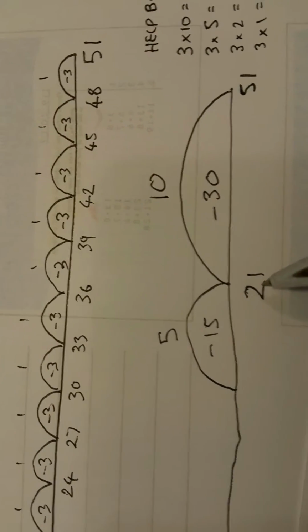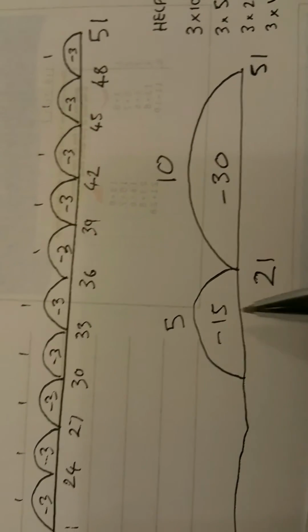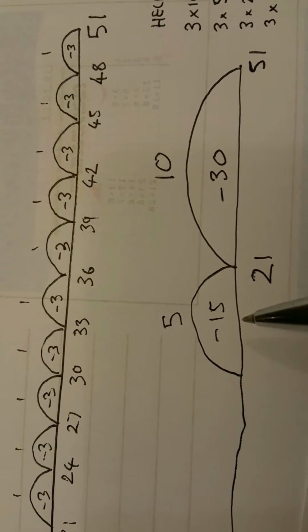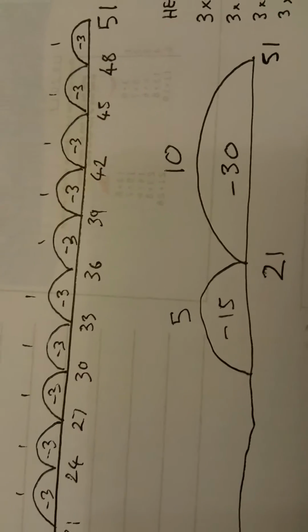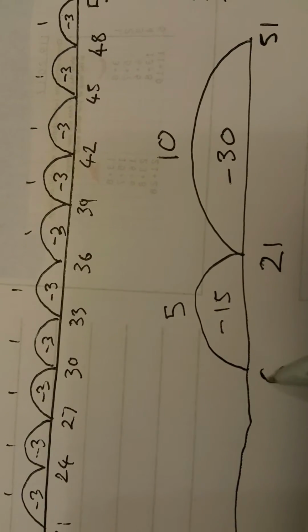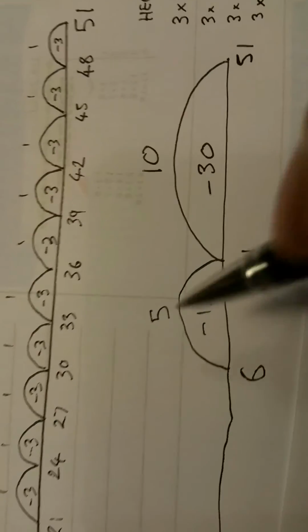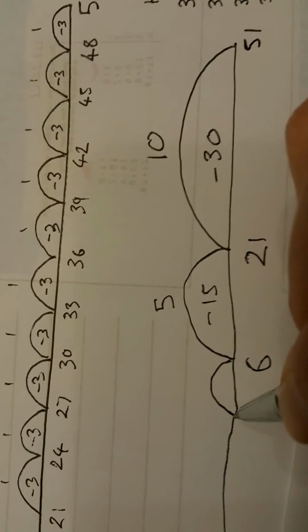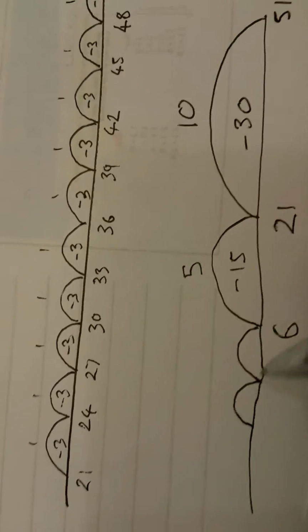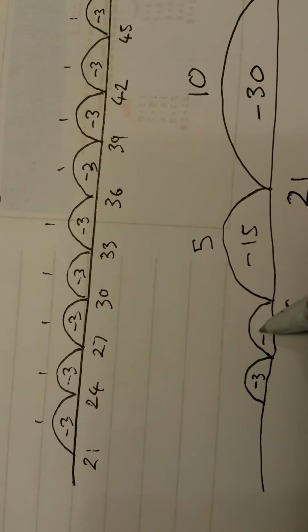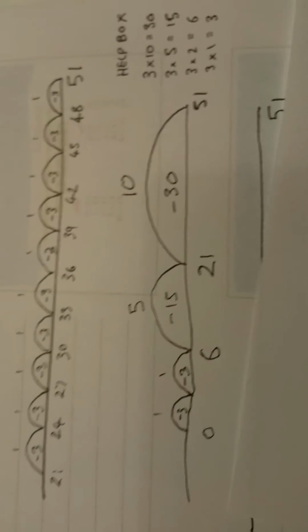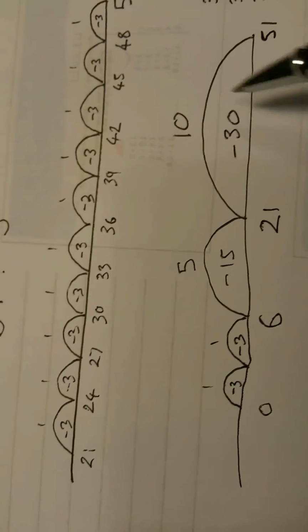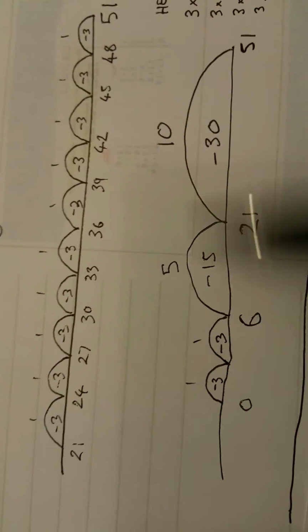So 21 take away 15, well I'm going to count on from 15. 16, 17, 18, 19, 20, 21, well that's 6. So now I'm on 6, and if I wanted I could just do 2 jumps of 3. So that's one lot of 3, one lot of 3, and that takes me to 0. So now I just have to count up how many lots of 3 I took out.